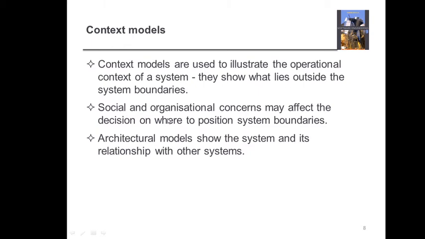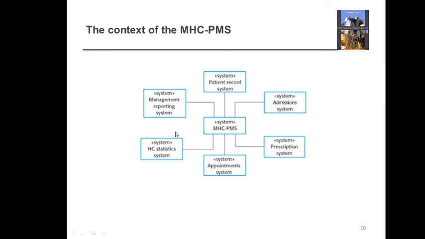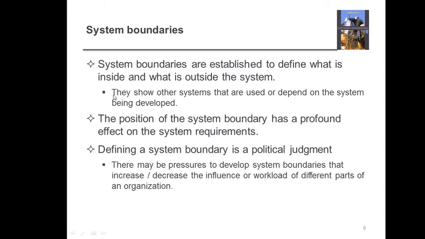Okay, fine. Social and organizational concerns may affect the decision on where to position the system boundaries, right? Architectural models show the system and its relationship with other systems. Okay, fine. This is an architectural way of representing how the systems are going to interact with each other.